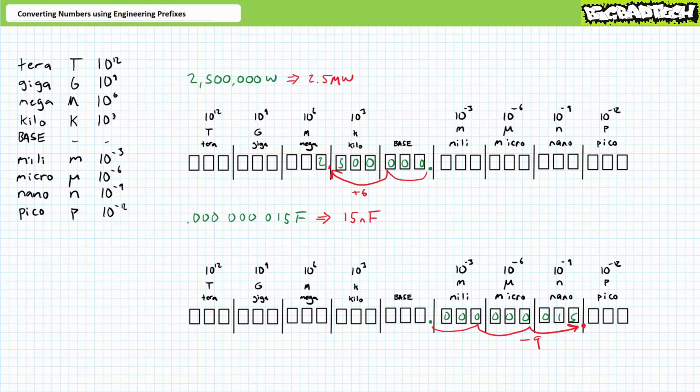2,500,000 watts is equal to 2.5 megawatts, and 0.000000015 farads is equal to 15 nanofarads. The base units in proper engineering format are just different means of expressing the same numbers, one notably unwieldy and the other more compact and efficient. To express numbers using different engineering prefixes, one must maintain this equivalency.